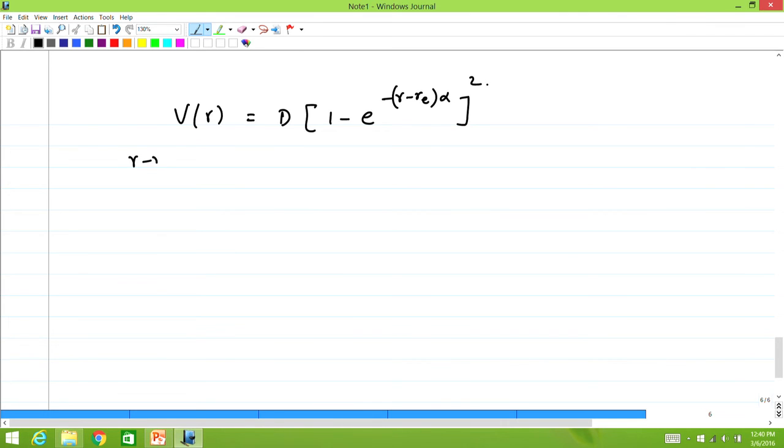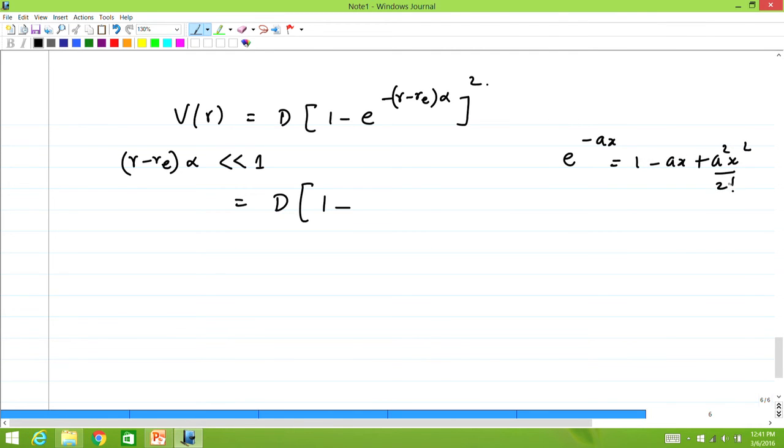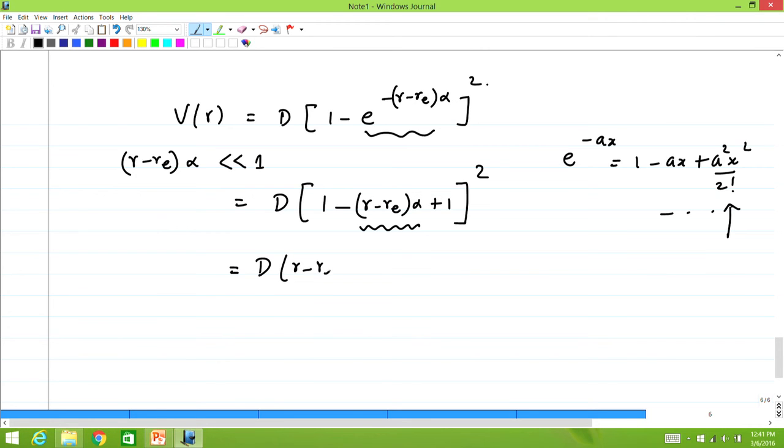So, suppose alpha times R minus Re is much less than 1, it is easy for us to expand this. Please remember the exponential of minus Ax, when Ax is much less than 1, is 1 minus Ax plus A square x square by 2 minus and so on. We are looking at small values of this, therefore, we stop with that. So, what you have is D times 1 minus alpha times R minus Re, and also there is a 1, plus 1, because the exponential has 1 minus that. If we stop with just the first term and take the square of this term, which is already a very small one, we do not even go to the second term, then what you see is it is D into R minus Re whole square.